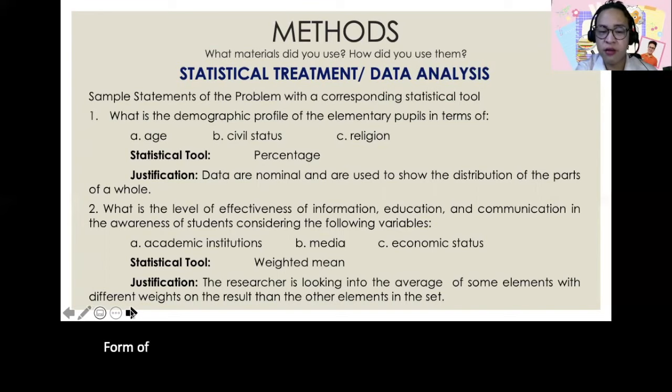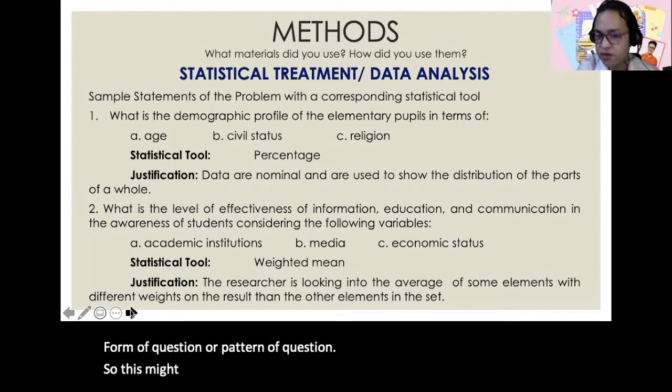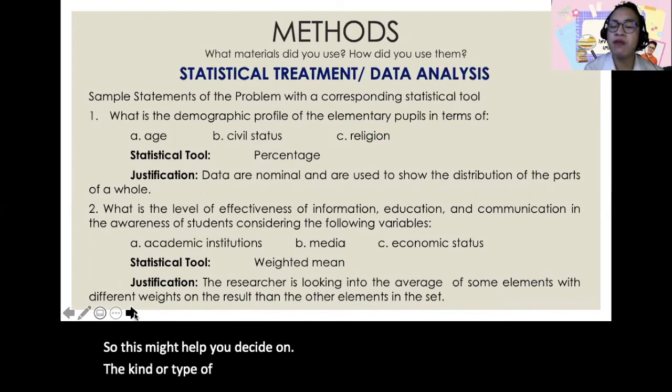What is the level of effectiveness of information, education, and communication in the awareness of students considering the following variables? Academic institutions, media, economic status. So this is weighted mean because you are looking for the level of effectiveness. The researchers are looking into the average of some elements with different weights on the result than the other elements in the set. Because of the term level of effectiveness, level meaning you will be using Likert scale.